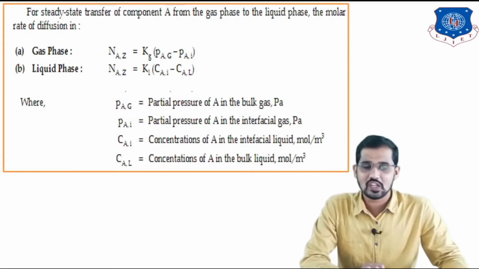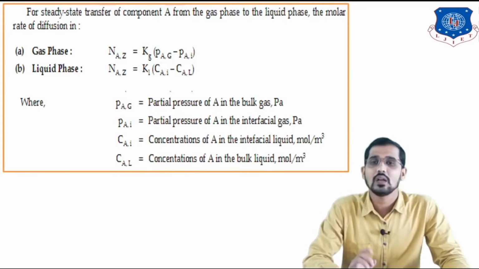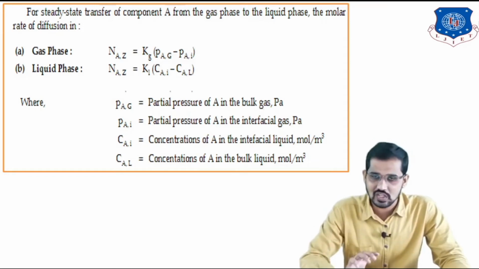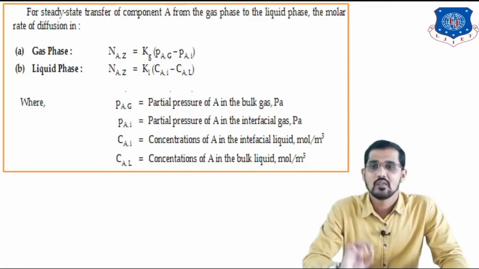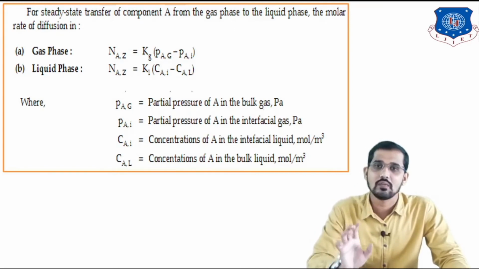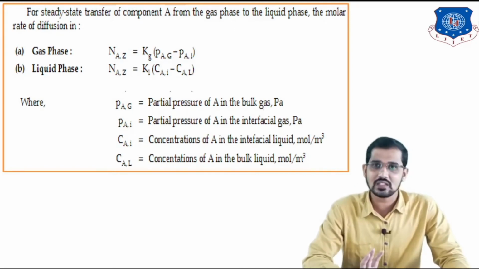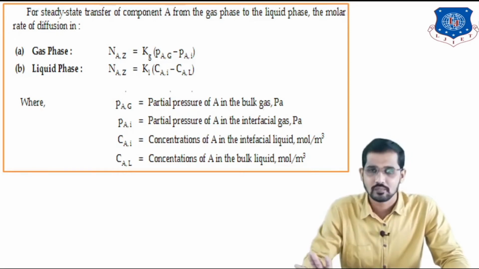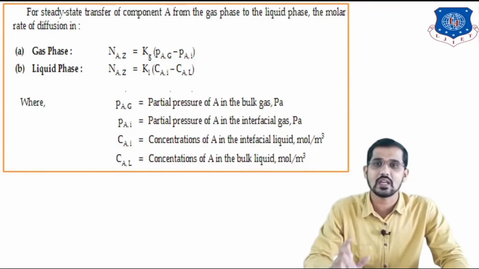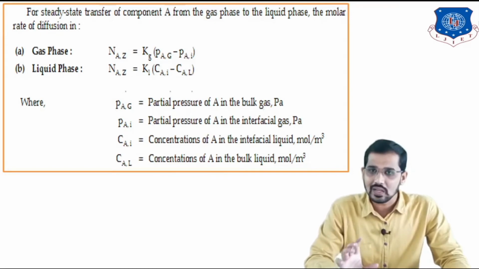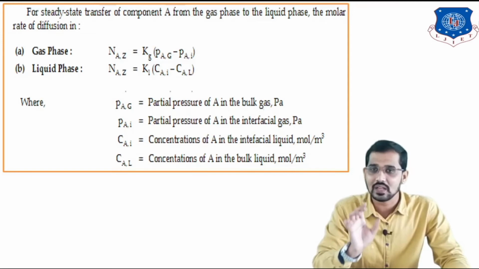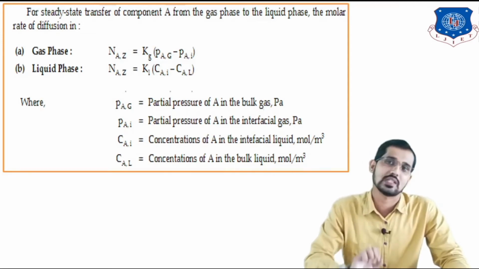So these are some relations which we are going to use in the derivation of the overall mass transfer coefficient. So you should know these relations for gas phase and liquid phase. For steady state, we are writing this relation. Steady state means concentration at any position in the tower is not varying with time. Okay, for gas phase I can write NAz is equal to small kg. This is the small kg and small kl, means here we are dealing with the individual or local mass transfer coefficient.